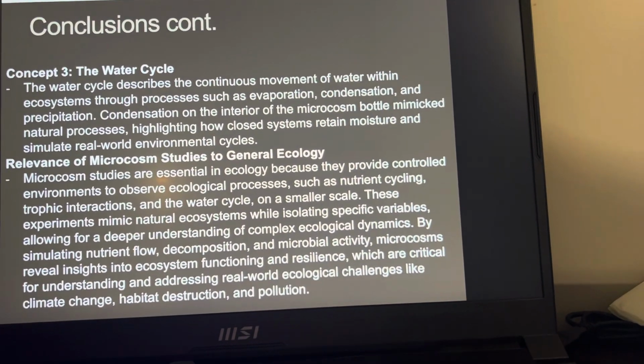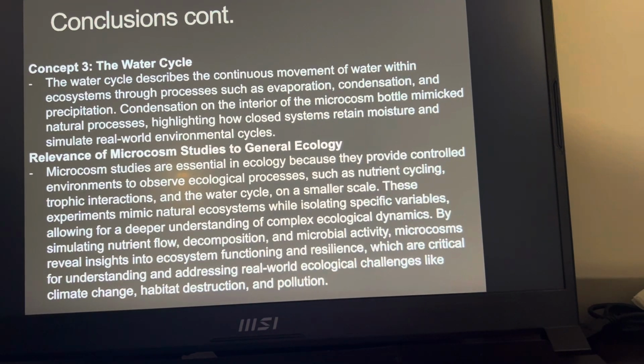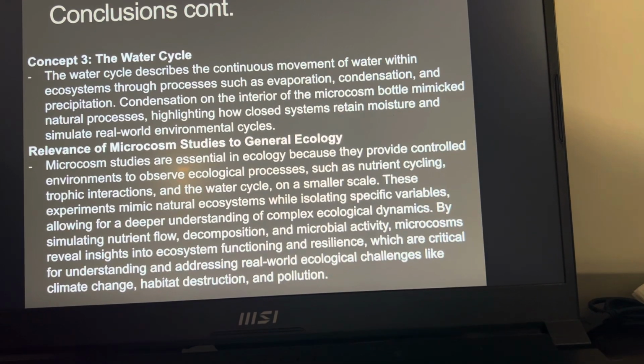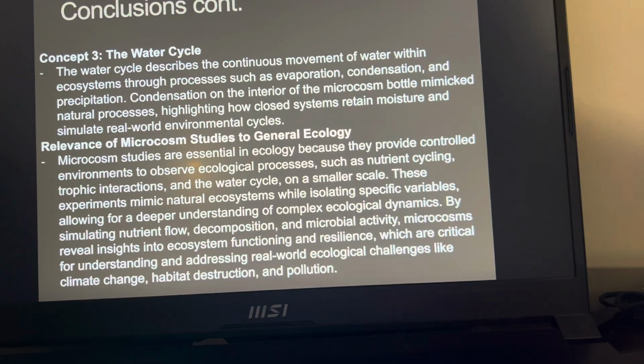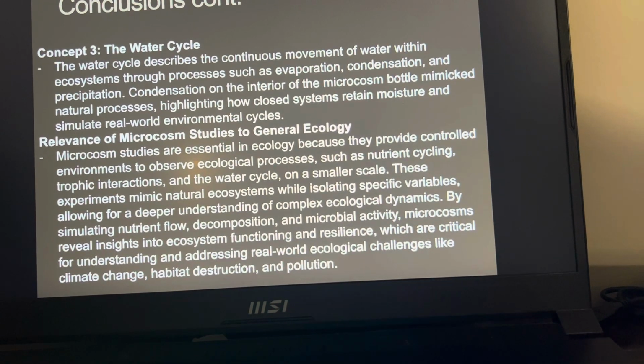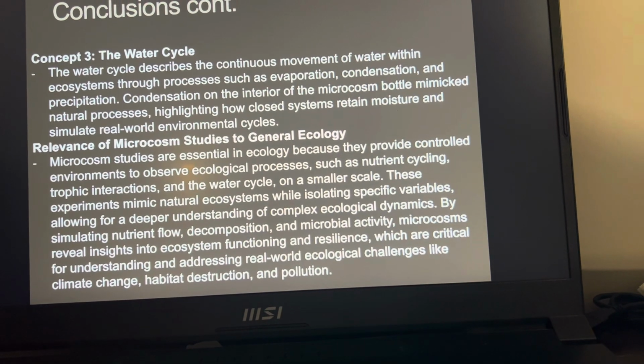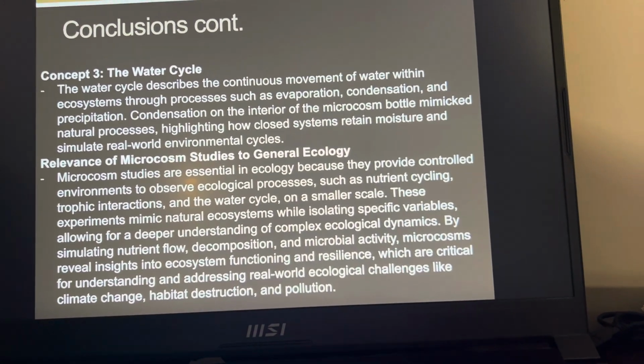One of the key benefits of microcosm studies is their ability to simulate essential processes like the flow of nutrients through different trophic levels, the decomposition of organic matter, and the activity of microorganisms. These observations shed light on how ecosystems function and how they respond to various stresses or changes.